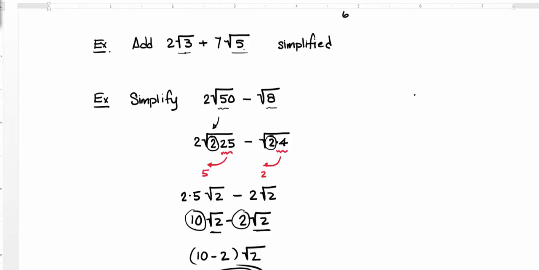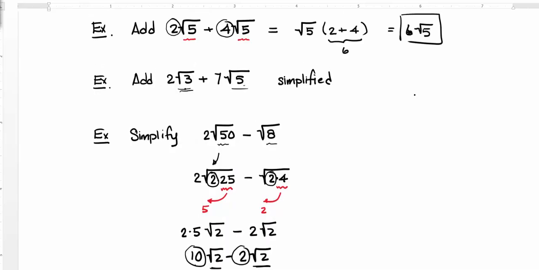Okay, so if you look at the example up here, we can't simplify these anymore. Right? We have no perfect square factors that we can pull out, that we can factor 3 or 5 into. But 50 and 8, we could have factored that out a little bit more. Let's try a couple other ones.